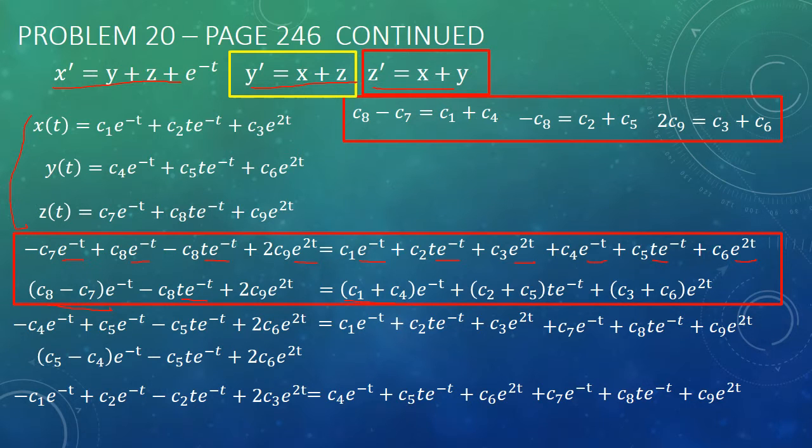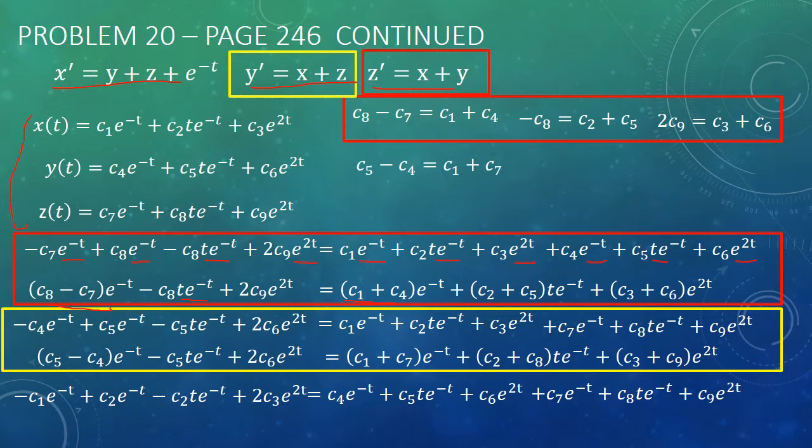Okay? I'm going to group my constants back together, and if I do that, I get another series of 3 equations. There's my equation for my e to the minus t's, my constants that equate the constants of e to the minus t's. There's my equation to equate the constants from the t, e to the minus t's. And there's my constants that relate e to the 2t's.